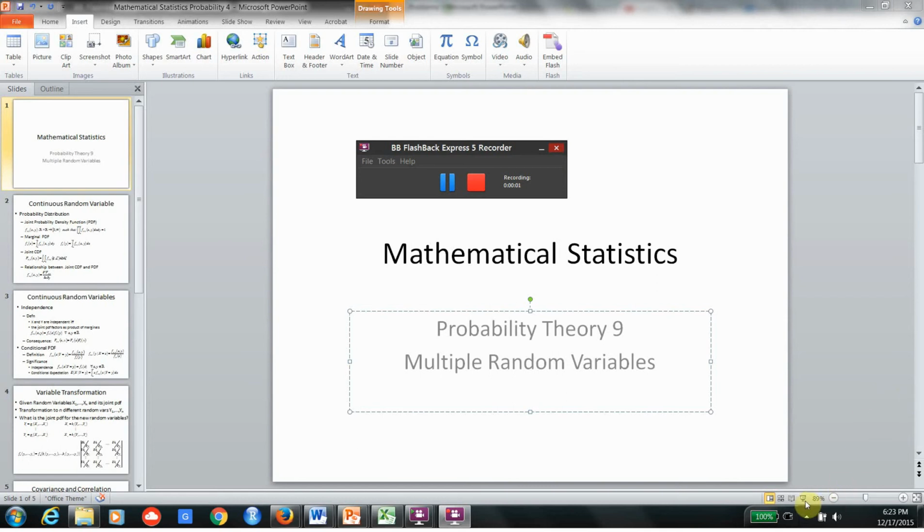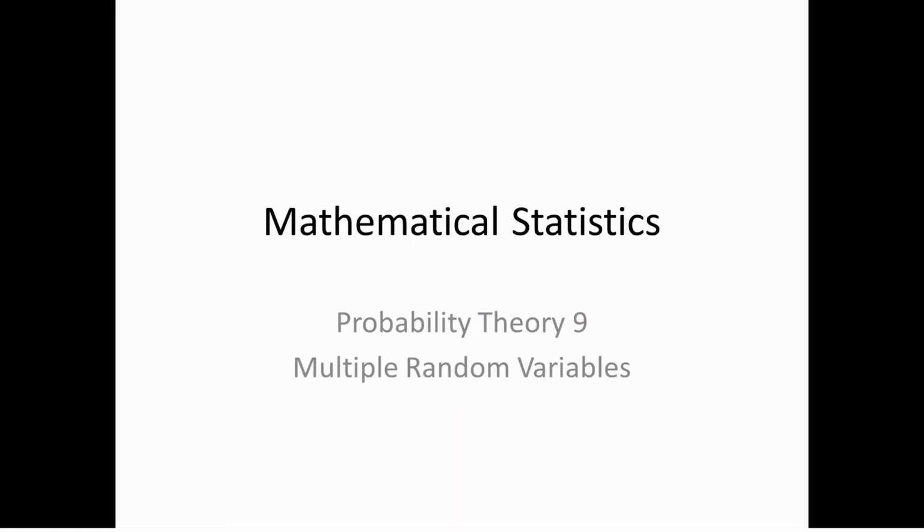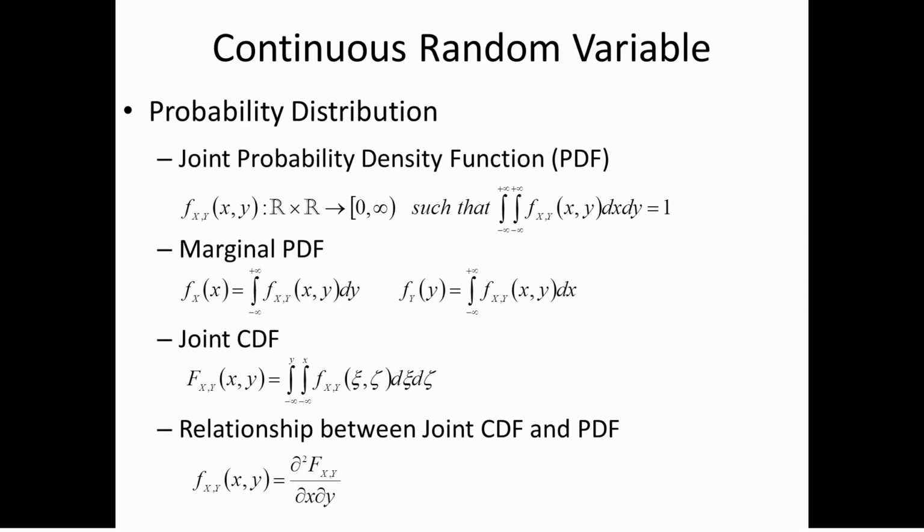So we've seen so far how to work with a single random variable when it's continuous or discrete, but now we need to worry about the case of multiple random variables. And for the most part, we're going to be interested in continuous random variables, okay? So if we have two random variables, x and y, we have to be able to describe their distribution.